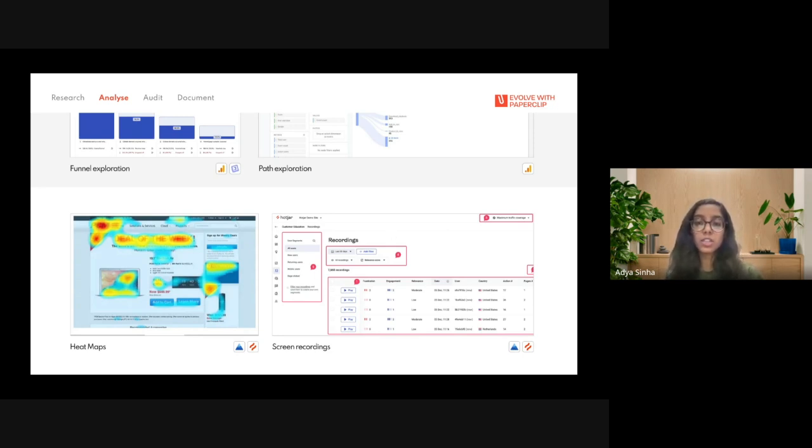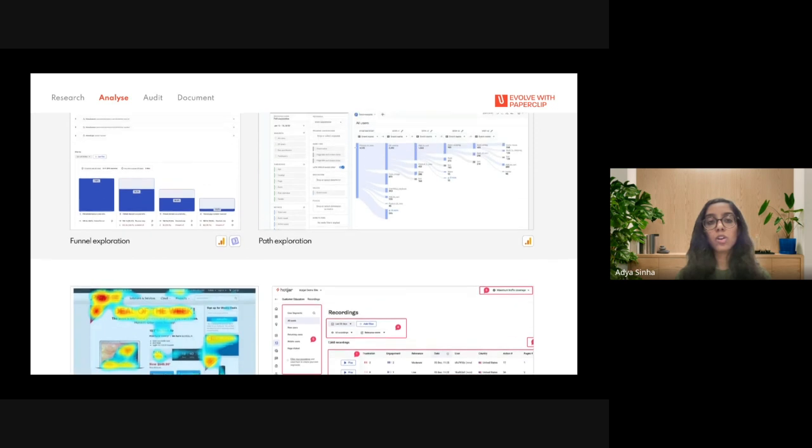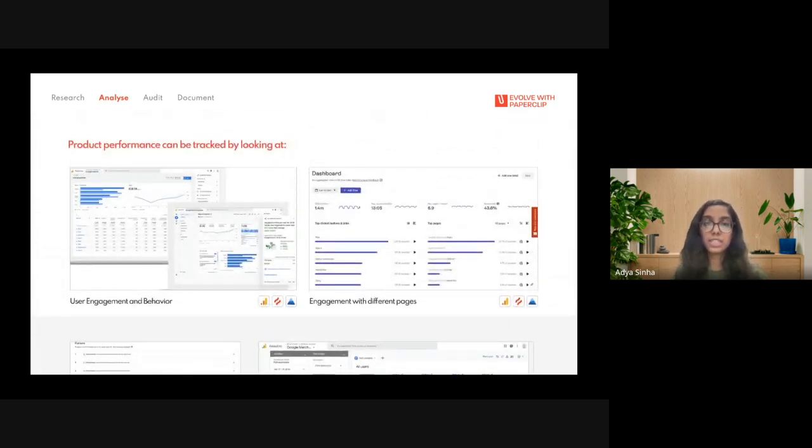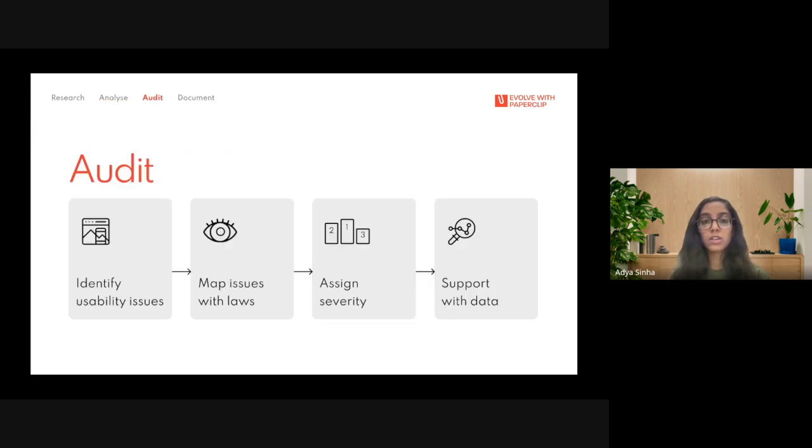Looking at screen recordings for different users, different time zones, and even different personas can help you understand user behaviors, as well as identify the friction points in the user flow, to take decisions and identify areas of improvement. So with all of these, once sufficient data is gathered, begin your audit.